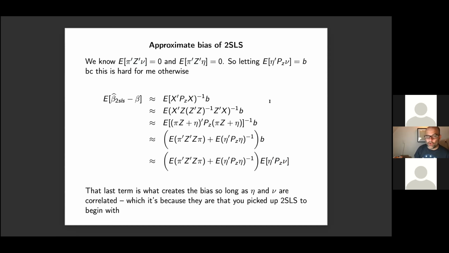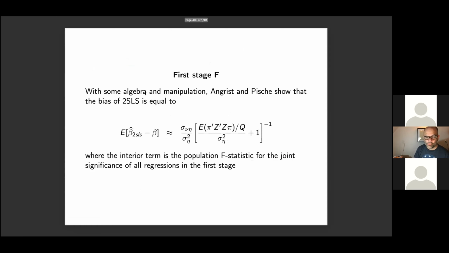But we see neither of these represented here. So this right here, pi Z prime V, that's not there. And this, it's not there. So this is what we knew was equal to 0 before, but that's not the same thing as this one. So with some algebra, I skip a few steps here, Angrist and Pischke showed that that bias term actually ends up being equal to this.